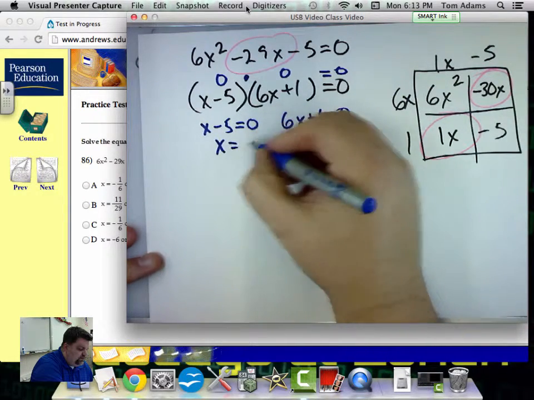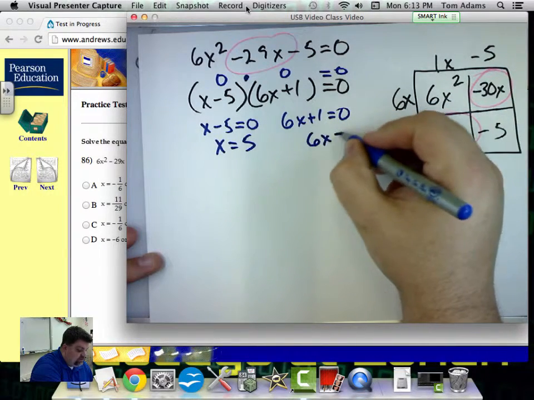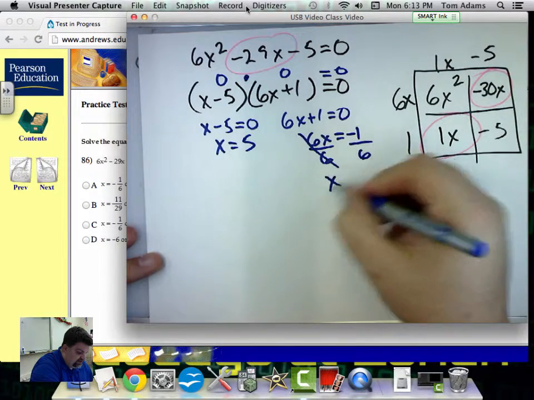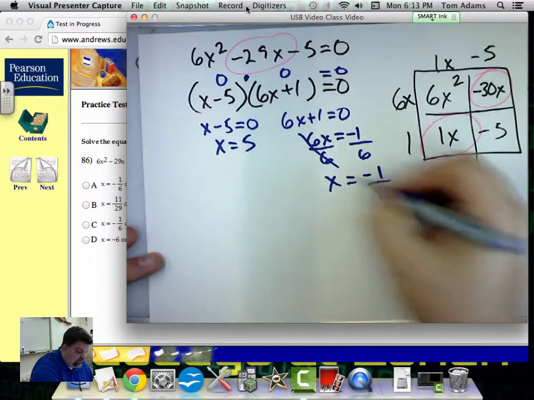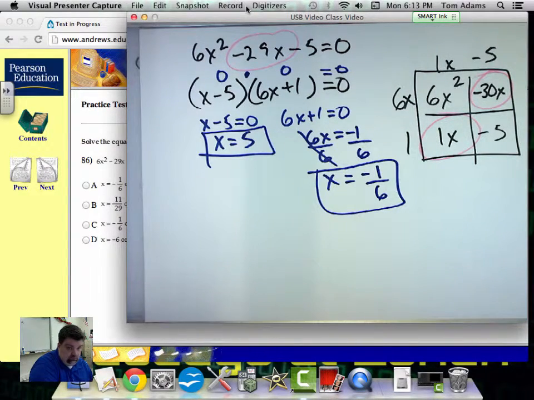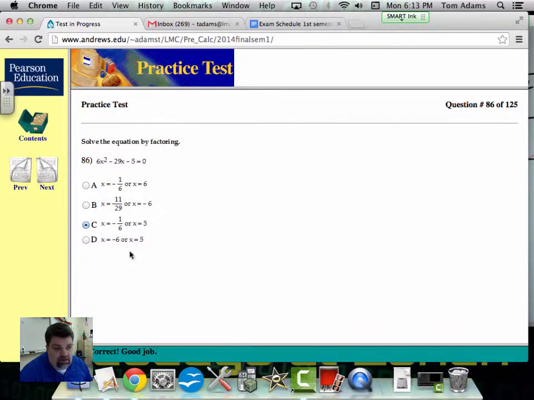Well, then this would yield x equals 5. Move the 1 over to the other side, and I get 6x equals negative 1. Divide both sides by 6, and I get x is equal to negative 1 over 6. Well, let's see. That's correct.